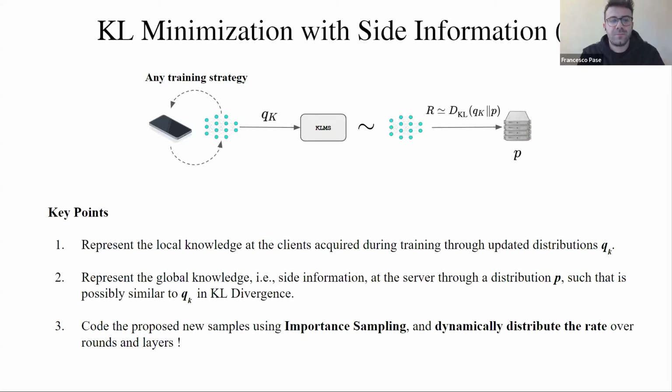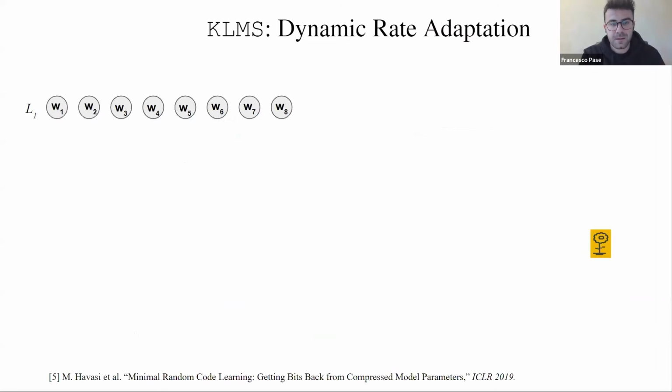So the key point is that we can represent the local knowledge acquired by the client via distribution Q_k, and the global knowledge via distribution P, that is known both by the server and by the client. And then we implement some sort of importance sampling style algorithm to create the messages, to compress and represent the local updates and send them to the server in a very communication efficient way. So let's assume that we want to send, for example, one layer of a neural network. This is just for brevity. It is just 8 coefficients. So we have 8 coefficients we want to send to the server.